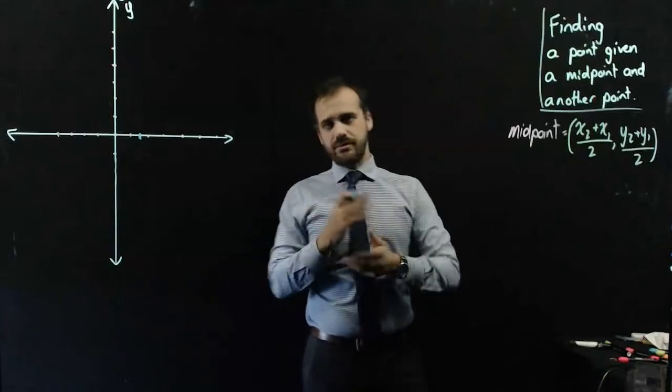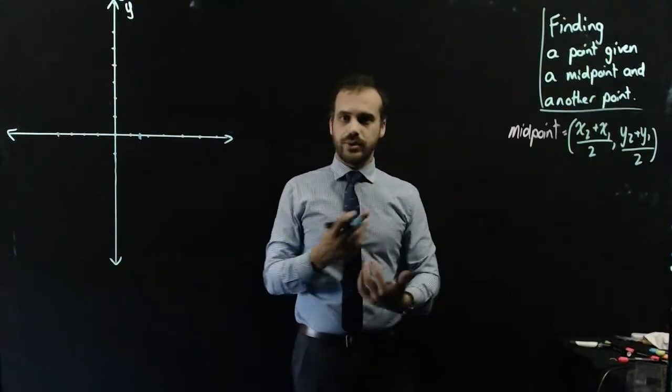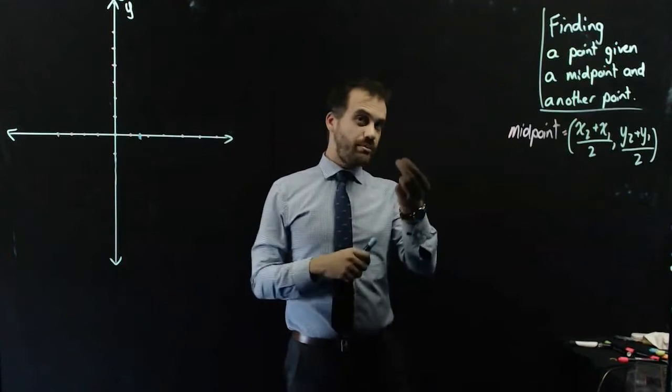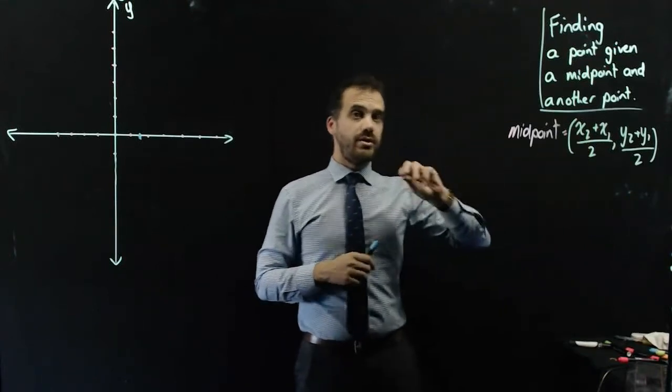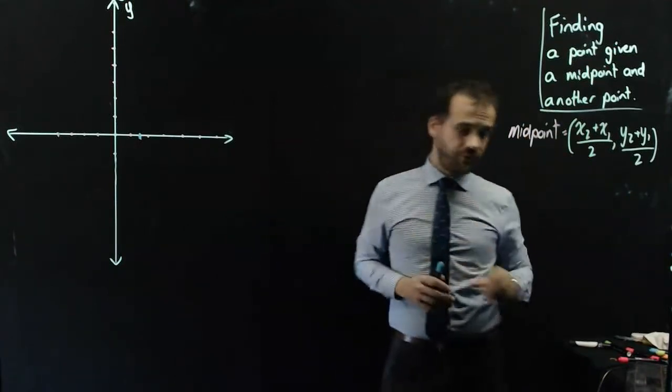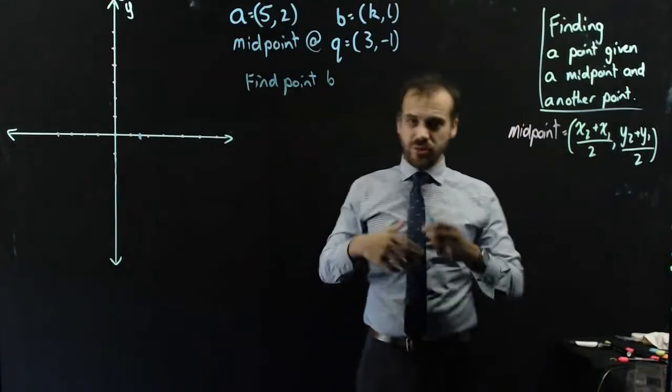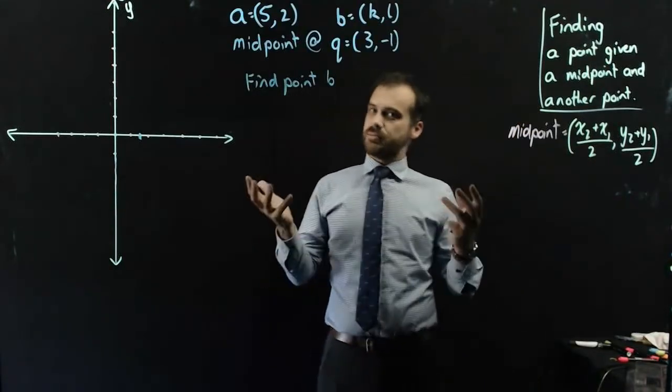So we're still talking about midpoints here, and we're going to work backwards. I'm going to give you a point, I'm going to give you a midpoint, and I'm going to ask you to find the other point. A bit confusing. So here's my question. You might have it with more words than that, but here's the basic idea.